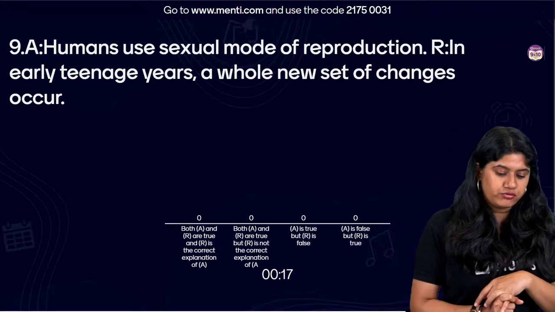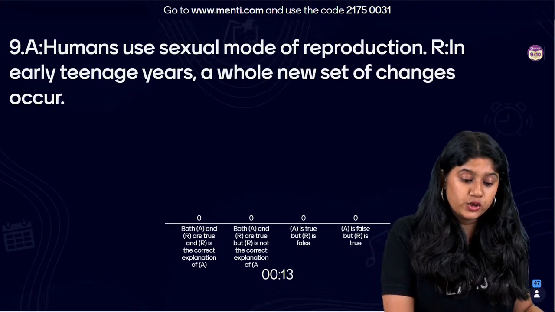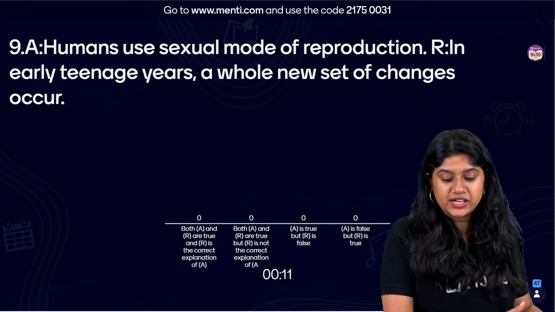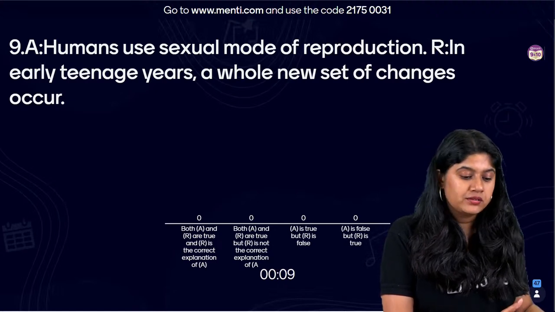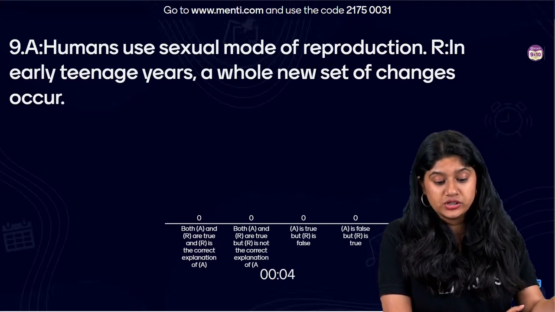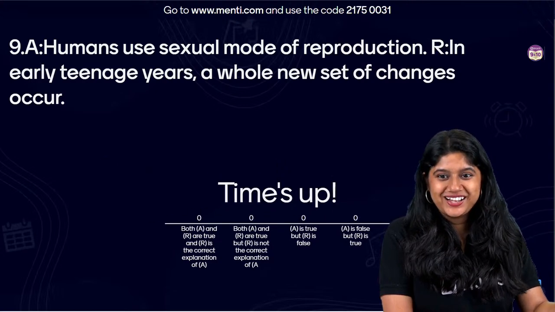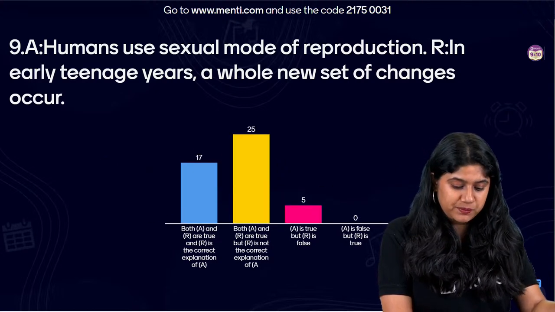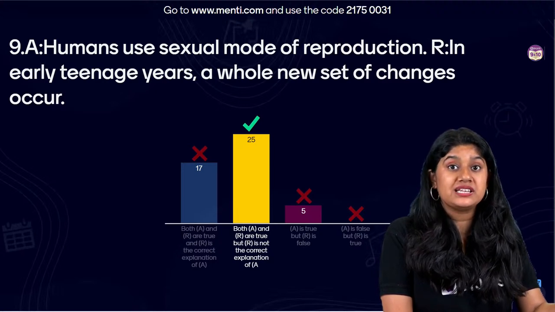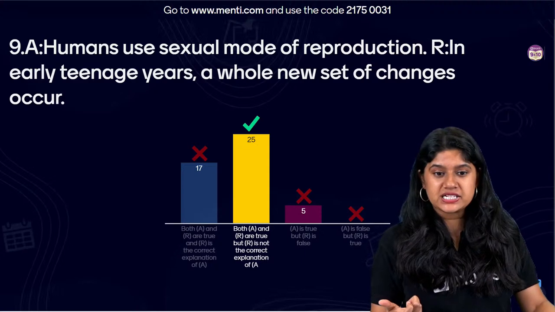Yes, very good everyone. Quickly vote. Humans actually use the sexual mode of reproduction. The reason behind it is that in the early teenage years, a whole new set of changes occurs. So we know that both the statements are absolutely correct, but the reason statement is not the right explanation for the A statement.